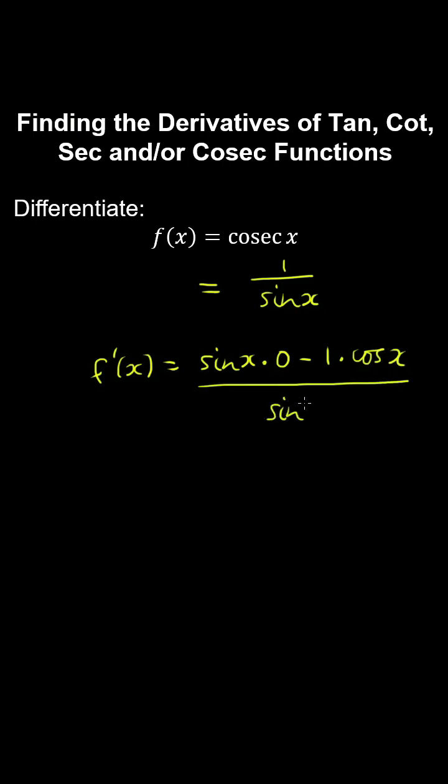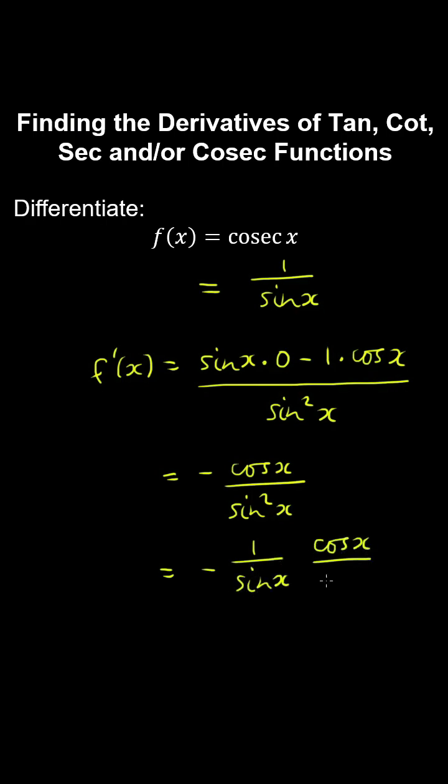Let's differentiate cosec x. So we can write this as 1 over sine x using our trig identities. And now we can differentiate it using the quotient rule. So we have low d high minus high d low, and that's divided by low squared. So this becomes minus cosine x on sine x squared. And therefore, we can write this as minus 1 over sine x by cosine x on sine x. And using our trig identities, this can be written as minus cosec x by the cotangent of x. And this is another derivative we can remember.